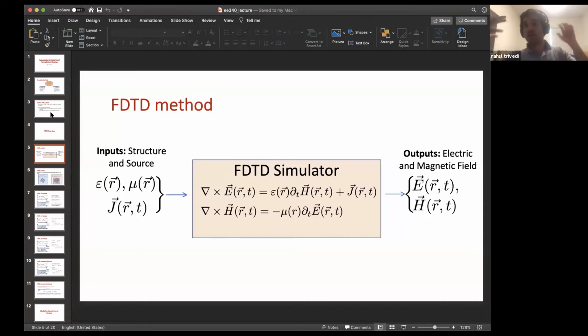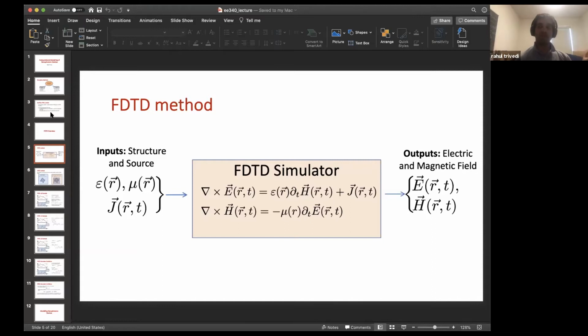And then you also need to tell it how you're exciting your device. That's typically through a current source, right? So you put in a current source that creates some fields. So the inputs to your simulator are permittivities and current, and what it gives you is an electric and magnetic field as an output. So this is the black box of FDTD, right? It takes in information about your device and excitation, and gives you the field as an output.